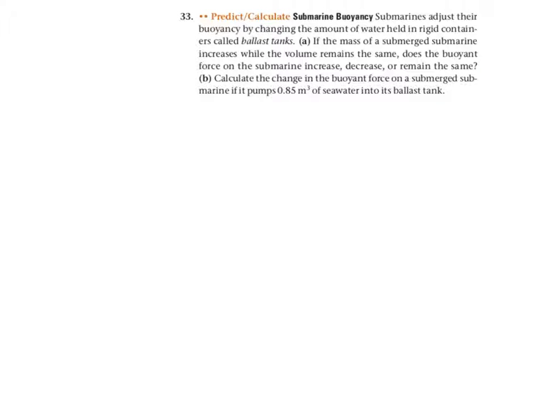Chapter 15, Number 33. Submarine buoyancy. Submarines adjust their buoyancy by changing the amount of water held in rigid containers called ballast tanks.